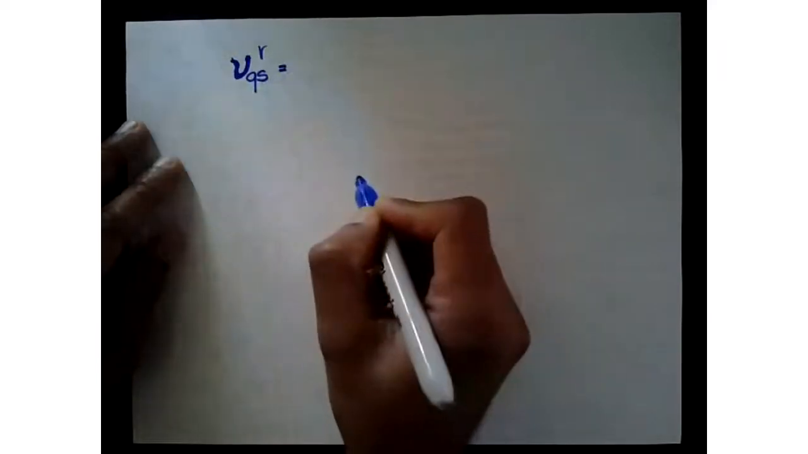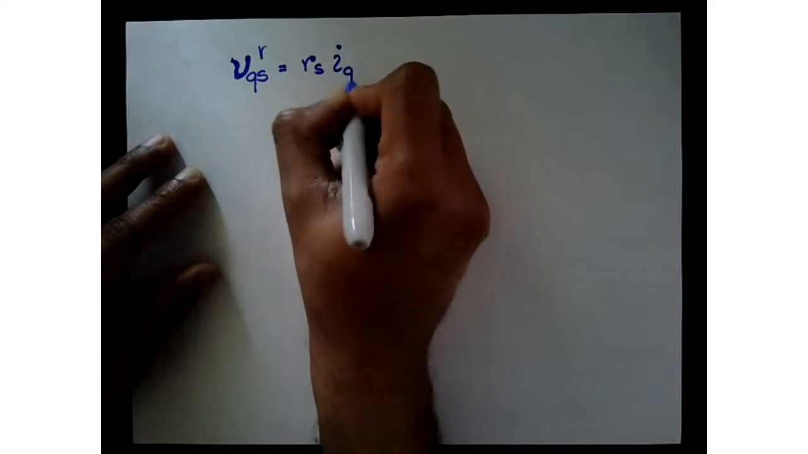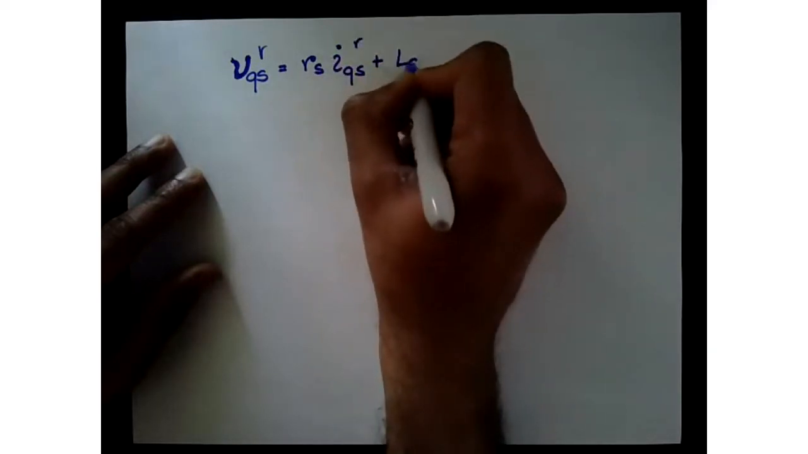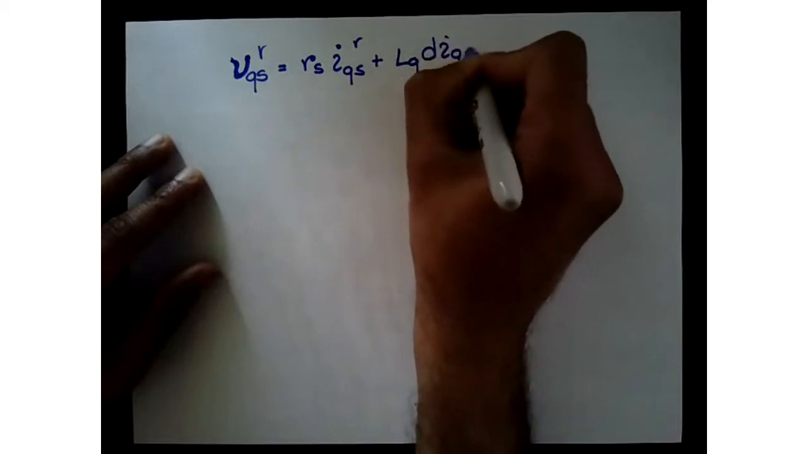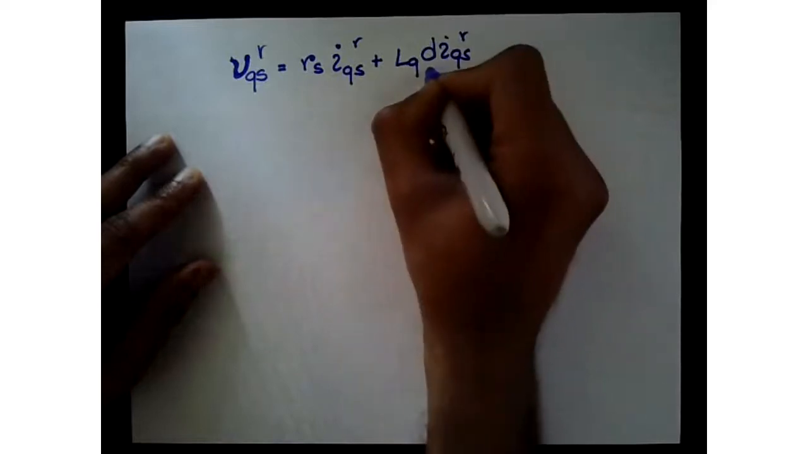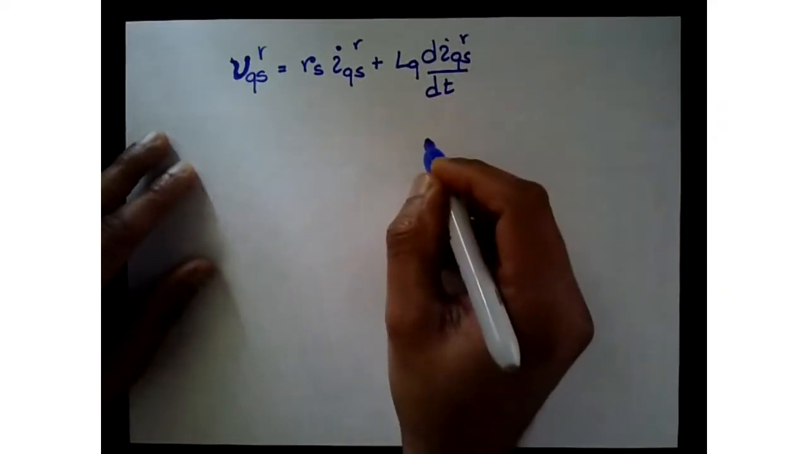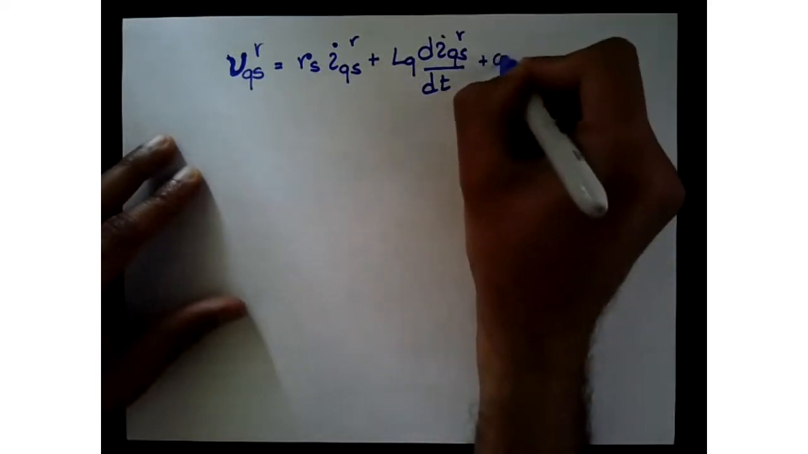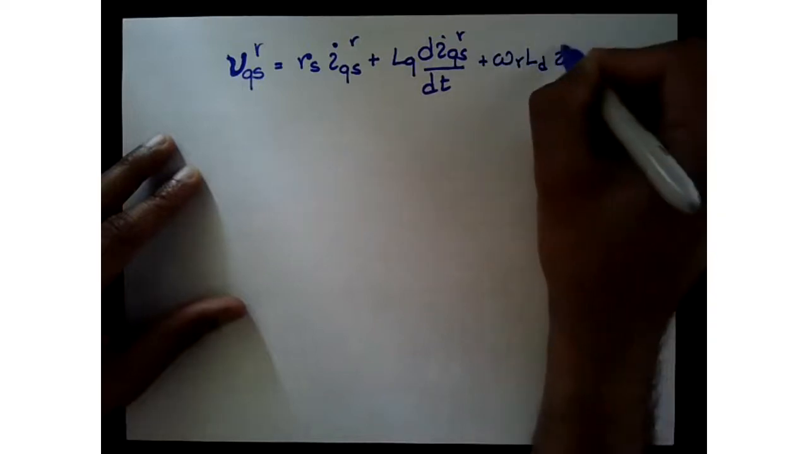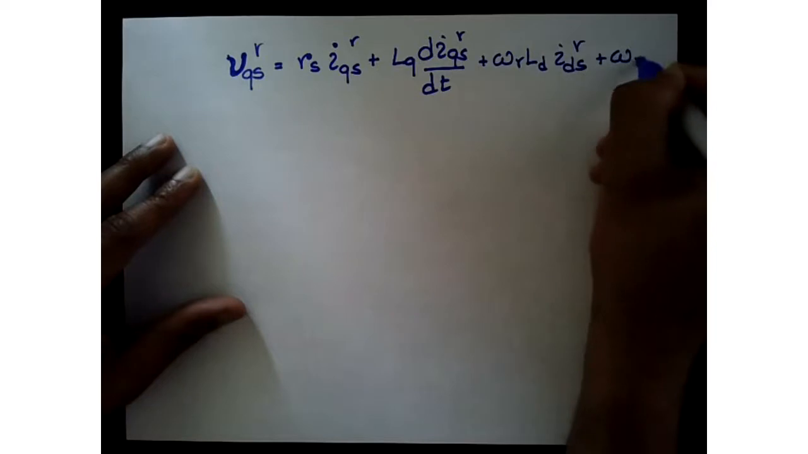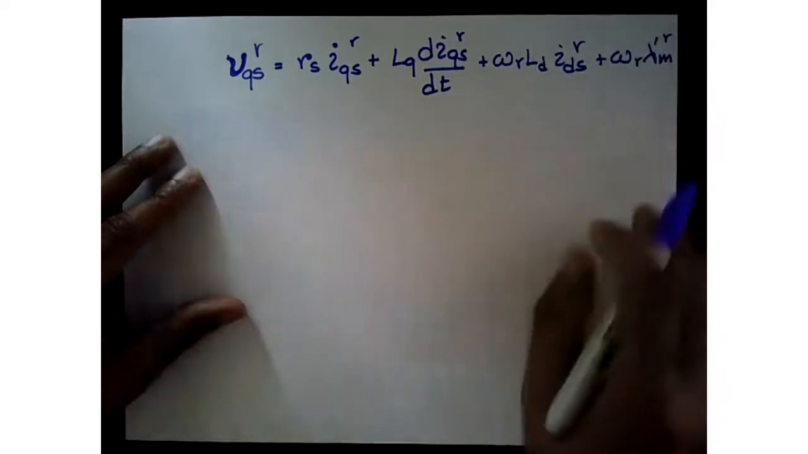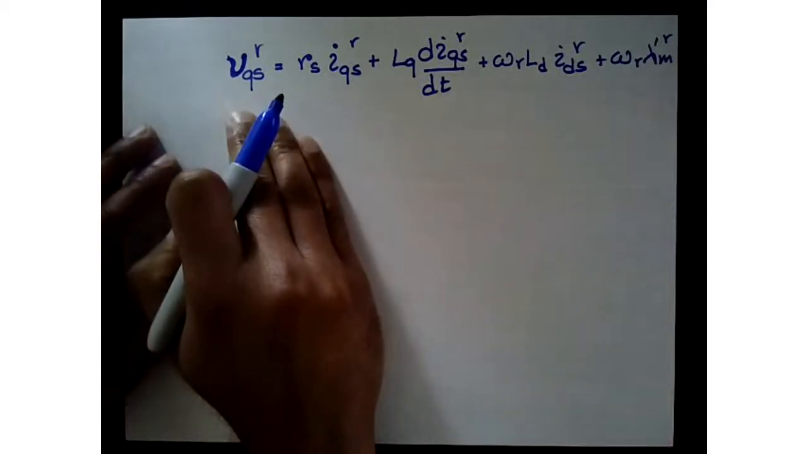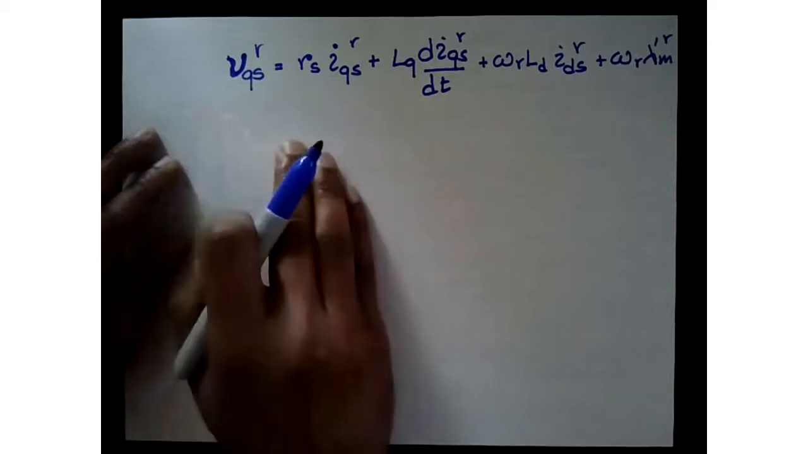So we said VQSR, and I'm going to use simple variables here because these are dynamic variables which can vary with time. You can see transients and all that. VQSR equals RS IQSR plus LQ d IQSR over dt. Now we are just converting that variable P into a derivative term. Then plus omega R LD IDSR plus omega R lambda M prime R. So this is the Q-axis dynamic voltage after transformation.